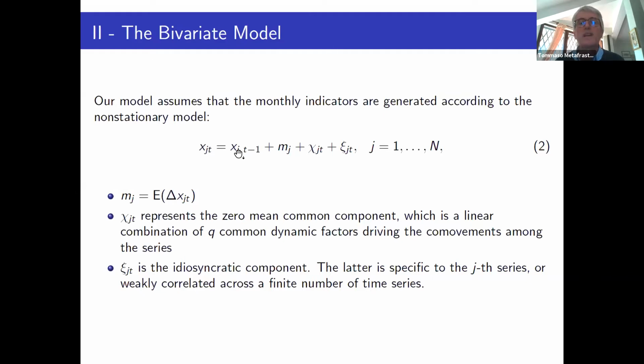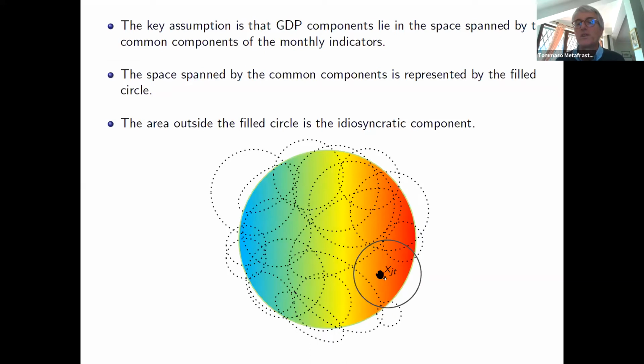And for business surveys, which are presumably stationary, we integrate them to fit this representation. Okay, so we assume that the generic indicator is I(1) with some drift component specific to the series and a common component. So each indicator participates in the commonality through a common component, which is this chi_jt, and psi_jt denotes the idiosyncratic component, specific to the indicator itself. So the common components of the monthly indicators span the space of the common factors, right? And each indicator, which is here represented by a circle, has a common component and an idiosyncratic component.